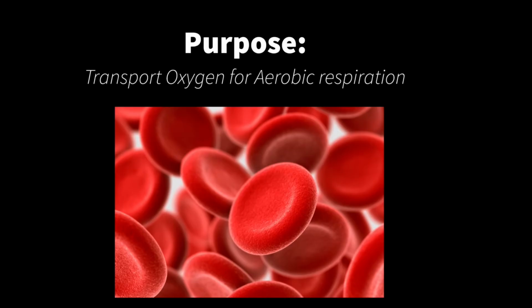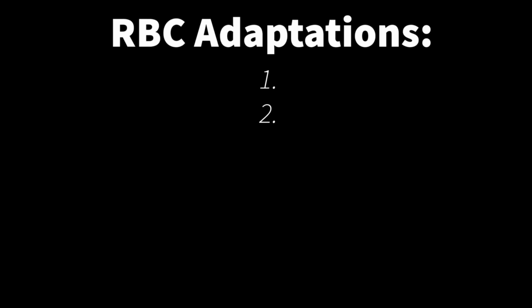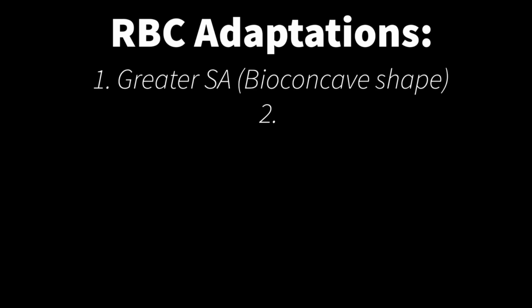The purpose of red blood cells is to transport oxygen for aerobic respiration. This means that oxygen must diffuse into them to combine with hemoglobin, and there are two adaptations that they have to optimize this process. One of the factors that increase the rate of diffusion is greater surface area. Red blood cells have a biconcave shape similar to that of a flattened disc in order to maximize their surface area so that there is more space for oxyhemoglobin to be produced.